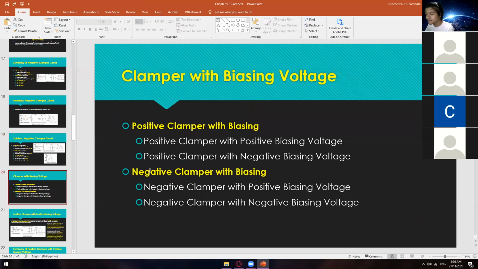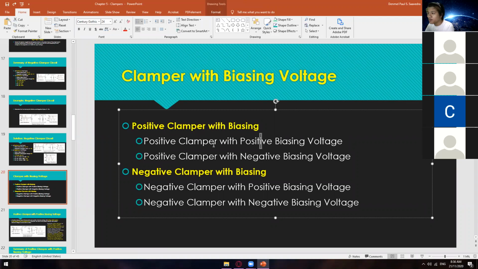So this is the last kind of clamper. But of course, marami siya, because we have different kinds of biasing. For positive clamper, we have positive biasing voltage and negative biasing voltage. And for negative clamper, we also have positive biasing and negative biasing. So basically, it's just the polarity of our bias voltage. Bias voltage is not new to you. You have already experienced that, starting from the half wave, full wave, and the clipper.